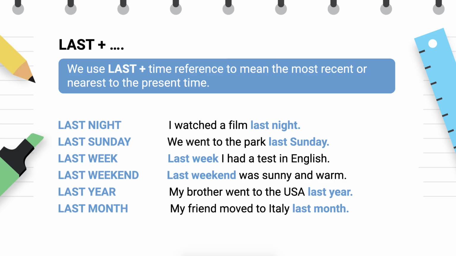Here are some examples. I watched a film last night. We went to the park last Sunday. Last week, I had a test in English. Last weekend was sunny and warm. My brother went to the USA last year. My friend moved to Italy last month.